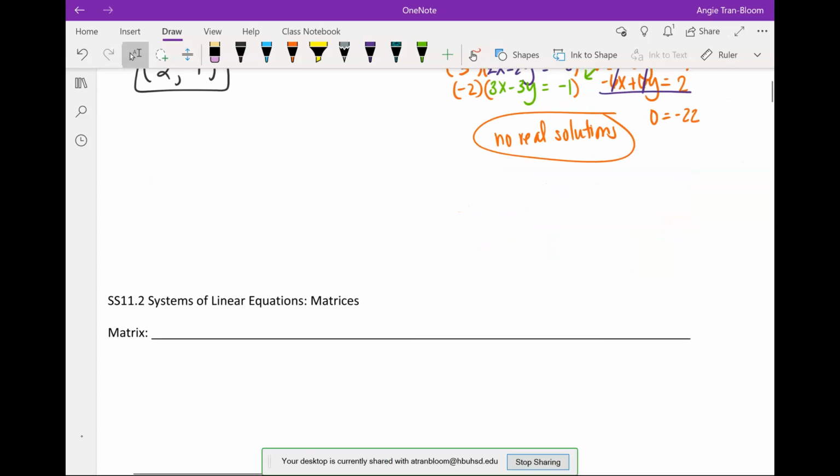We are now studying systems of linear equations, but using matrices. So the definition of matrix, let's go and do that.